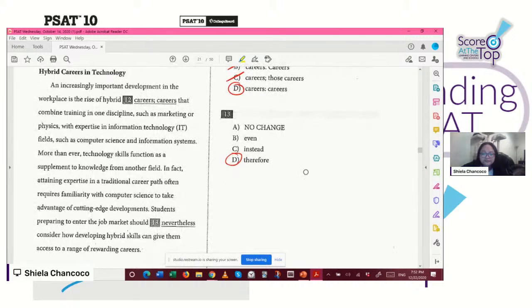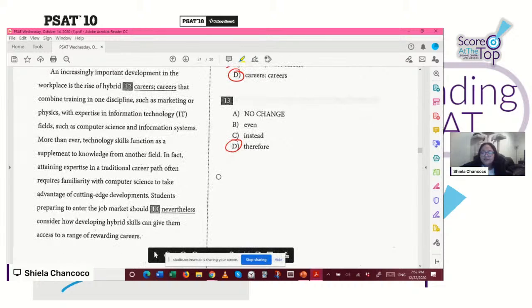All right, 13. Students preparing to enter the job market should blank consider how developing hybrid skills can give them access to rewarding careers. All right. Nevertheless, are they contrasting something? No. Even, instead, therefore. No. They're saying for sure do it. That's what they're saying, right? For sure, try to find one that has hybrid skills, right? Like the one that you can do from one thing to another to expand your horizon when you're trying to find a career path. So here it's actually D, therefore.